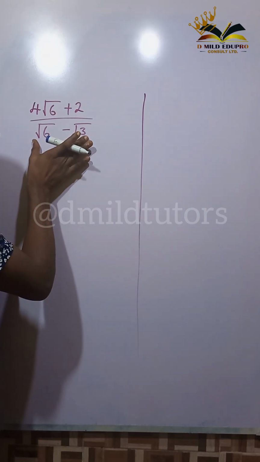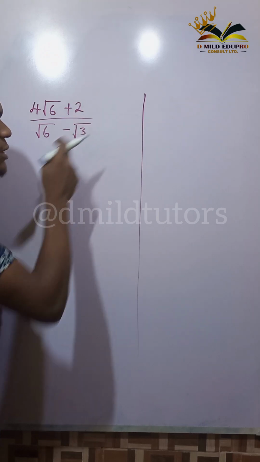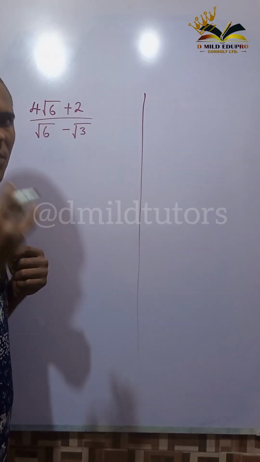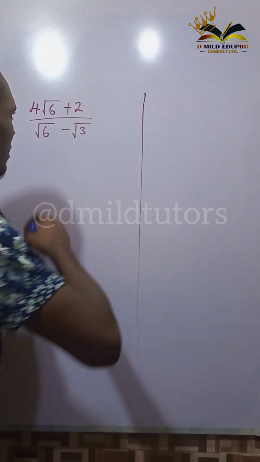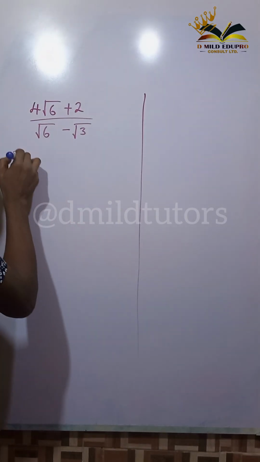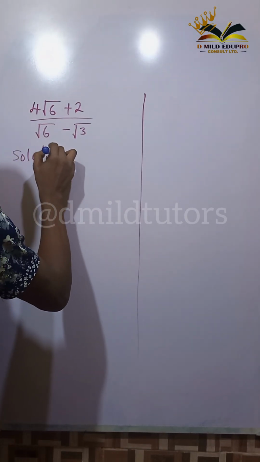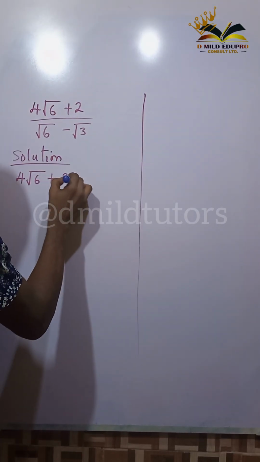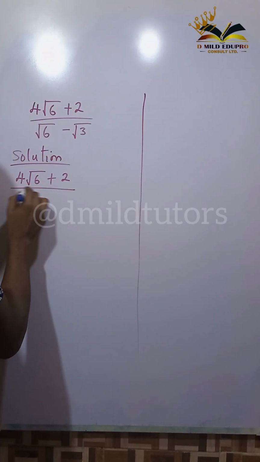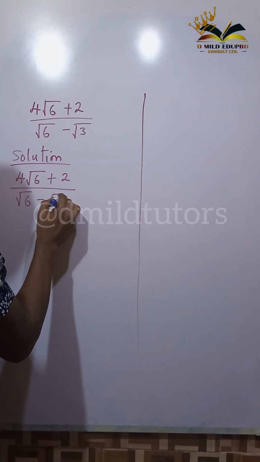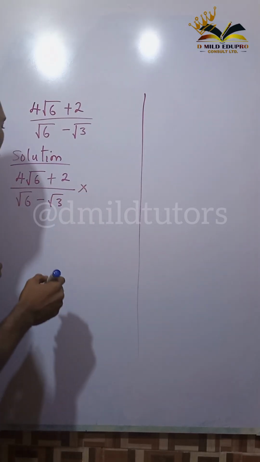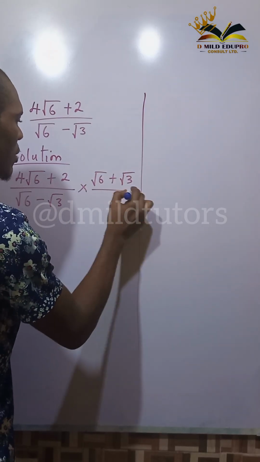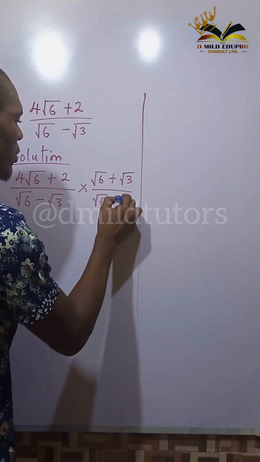So we're going to use this conjugate to multiply both the numerator and the denominator, right? So that helps us to rationalize these radical expressions we have, right? So let's begin with this. We have 4 root 6 plus 2 all over root 6 minus root 3. Then we multiply with the conjugate, which is root 6 plus root 3 all over root 6 plus root 3.